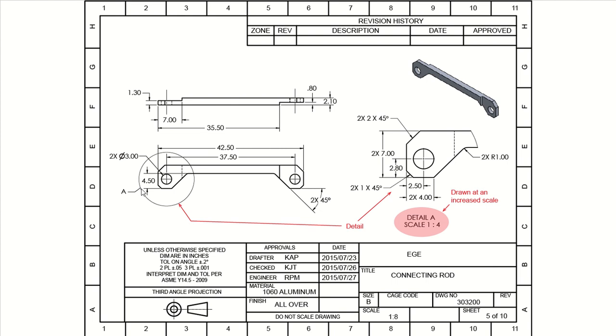Don't do the leader line here. Here it's just a regular solid label for the detail view. Don't forget the scale, because you have to put how many times you're making it bigger. This time 4.